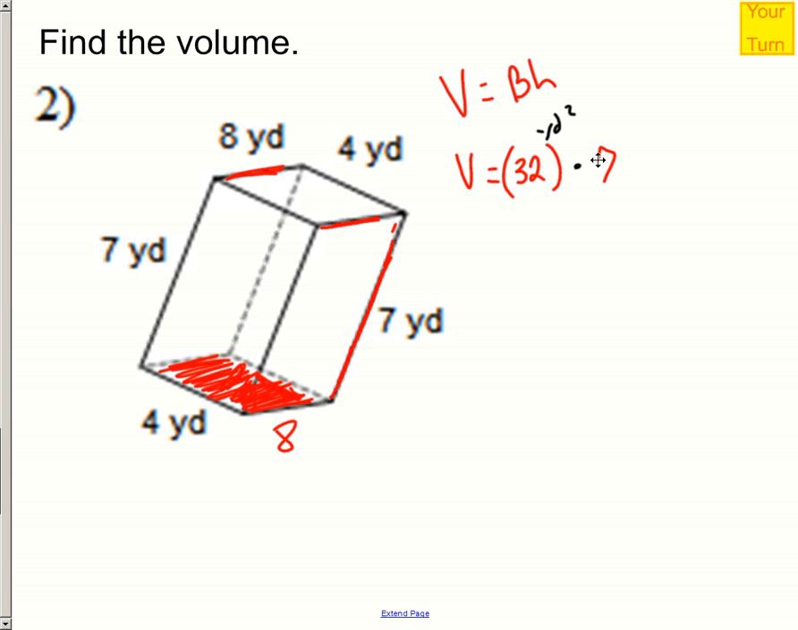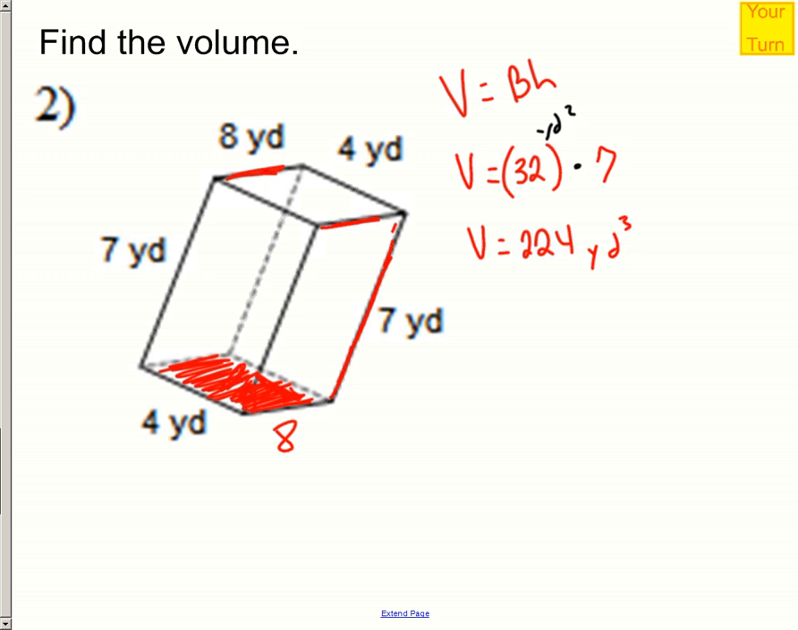So 32 times 7 will be, I think, and I better type that in just to make sure I don't want to record a video with the wrong answer. Yeah, that's correct, 224. So our volume is 224 cubic yards, or yards to the third power.